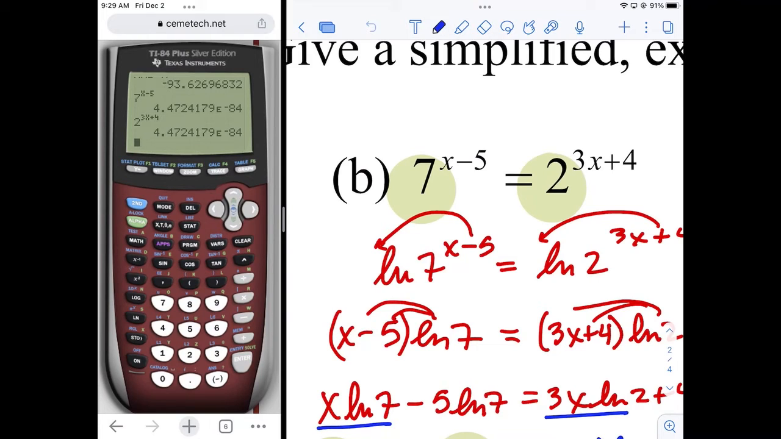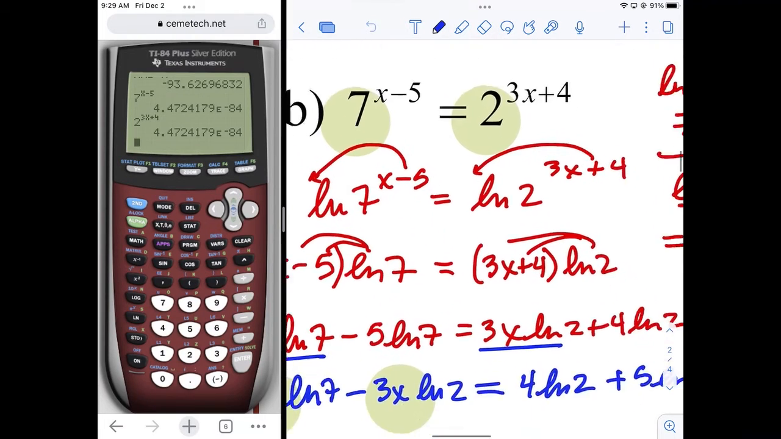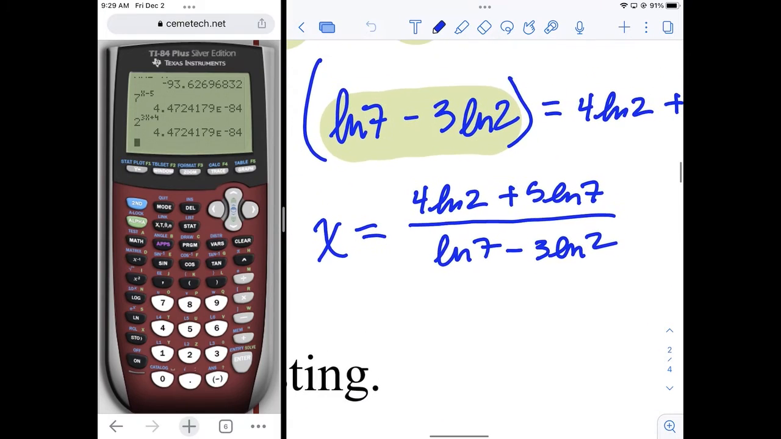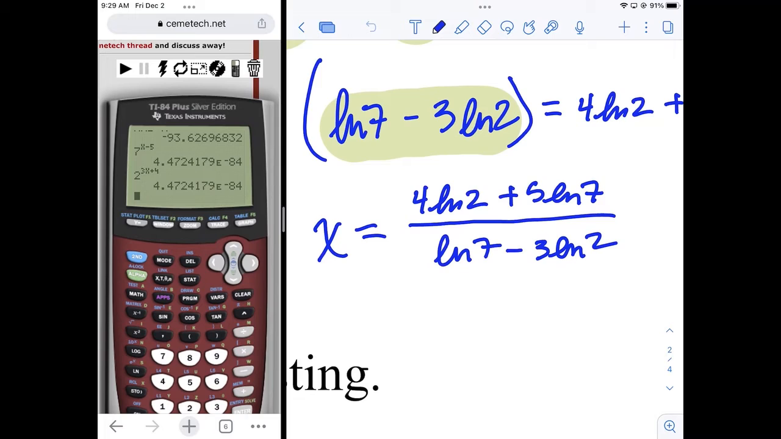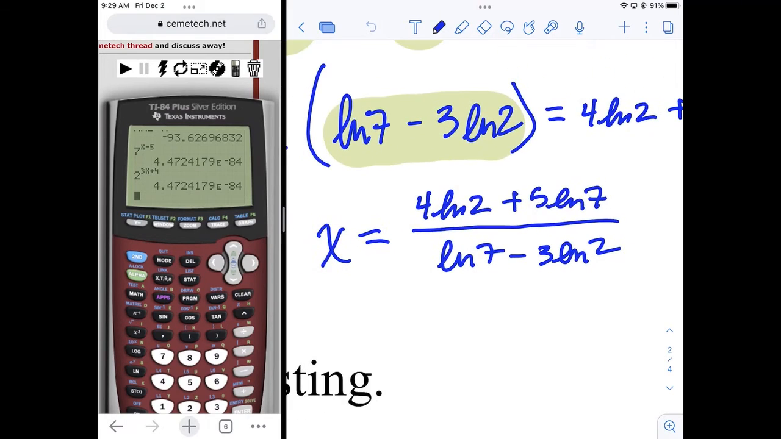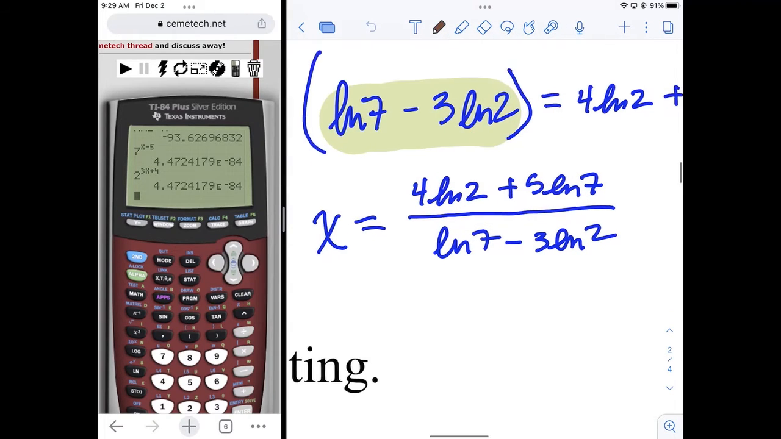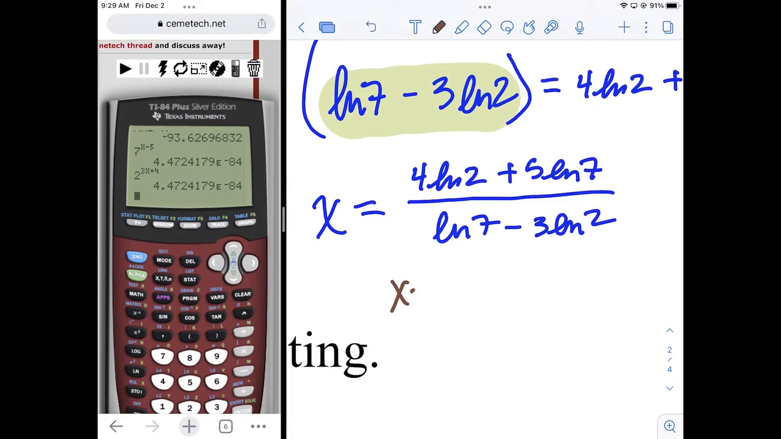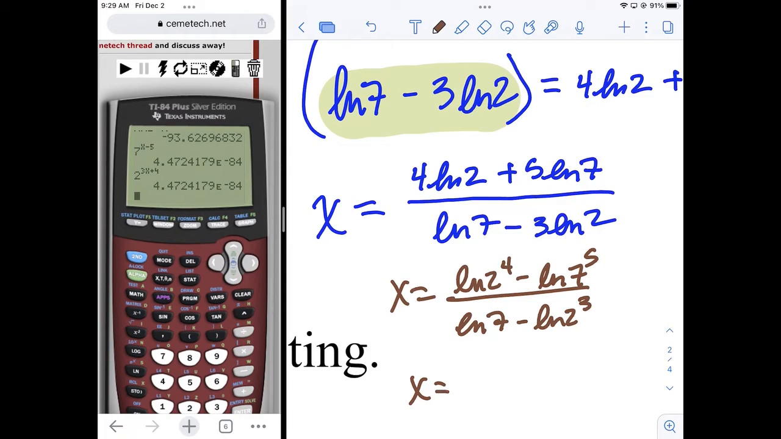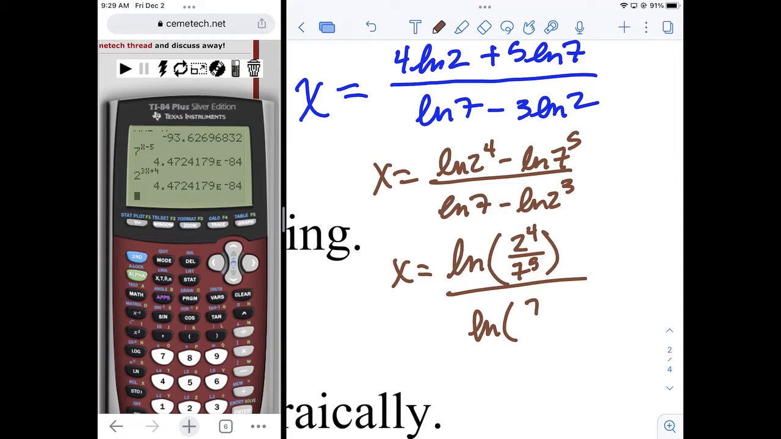Oh, yeah. Hey, Mr. Corky, could you expand it and then add like terms? What do you mean by expand it? It's already expanded, right? Because it's got plus plus. We could condense it. Do you want to condense it? Condensing it would be bringing the 4 up. You get the natural log of 2 to the 4th minus the natural log of 7 to the 5th all over the natural log of 7 minus the natural log of 2 cubed. And that gives you x equals the natural log of 2 to the 4th over 7 to the 5th all over the natural log of 7 over 8.